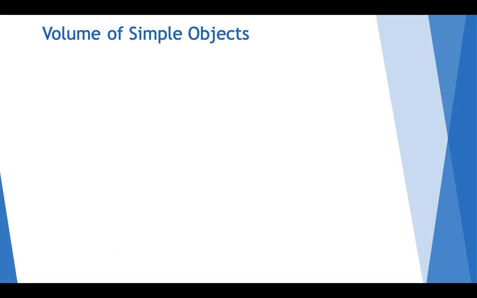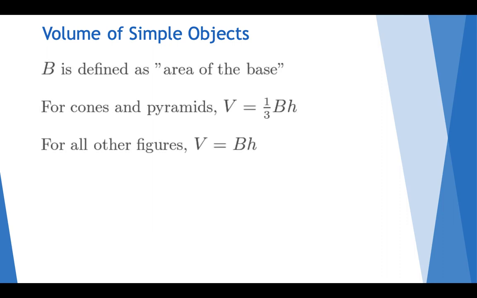Okay, volume of simple objects. Capital B is going to be defined as the area of the base. For cones and pyramids, the more triangular looking ones, volume equals 1/3 times the area of the base times height. And then for all other figures, volume equals the area of the base times height.